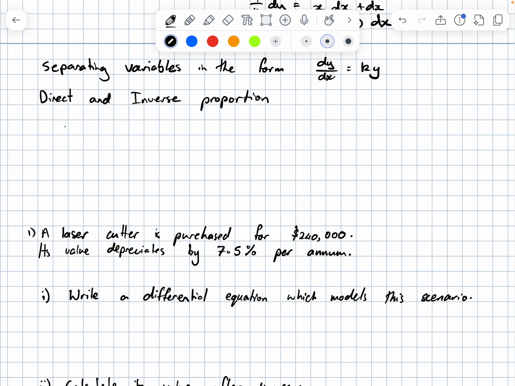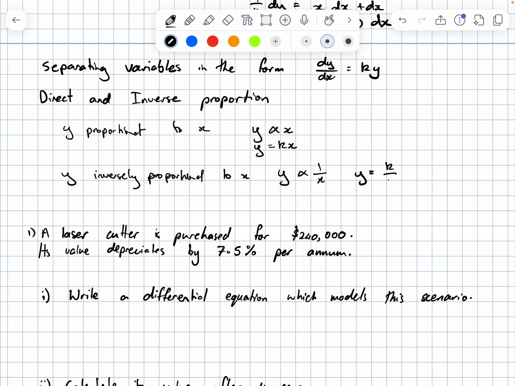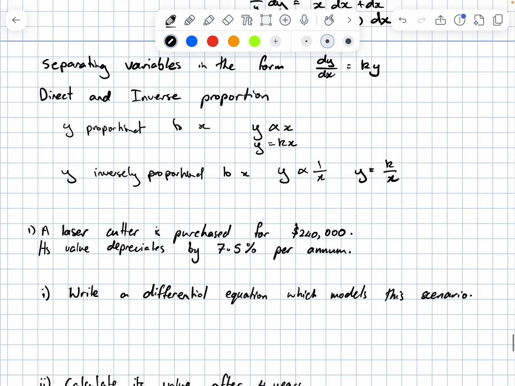Now, if y was proportional to x, that means that y is proportional to x. That funny symbol just means proportional, which means y is equal to some unknown times x. If y is inversely proportional to x, that means that y is actually proportional to 1 over x, which means that y is equal to some unknown constant over x. So it's very good to know that inverse proportional means over, and proportional just means times.